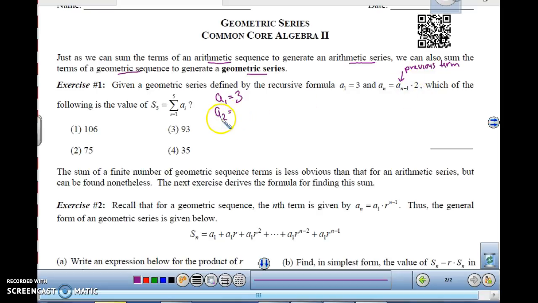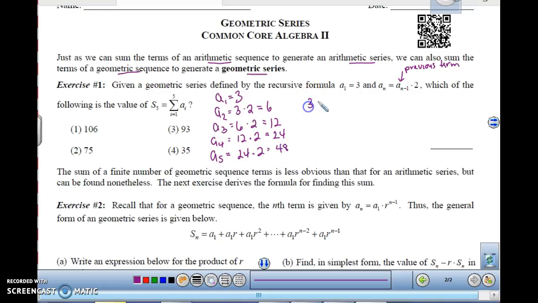So for a2, I need the first term, which is 3, times 2 is 6. The third term would be the previous term, 6, times 2 is 12. And then a of 4 would be the previous term, 12, times 2 is 24. And a of 5 would be 24 times 2, which is 48.